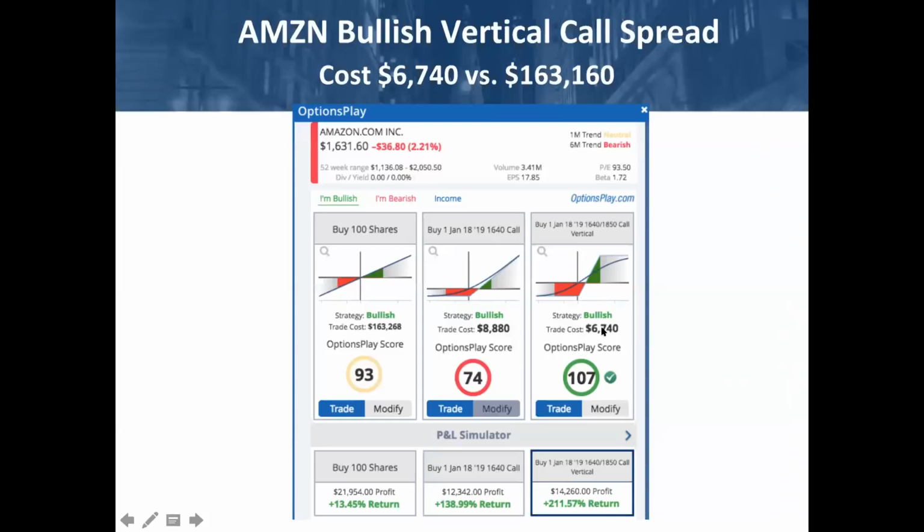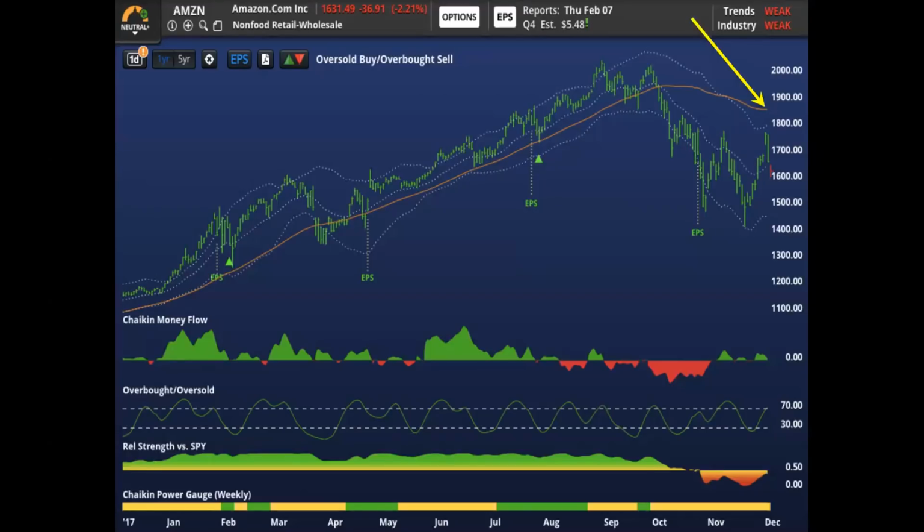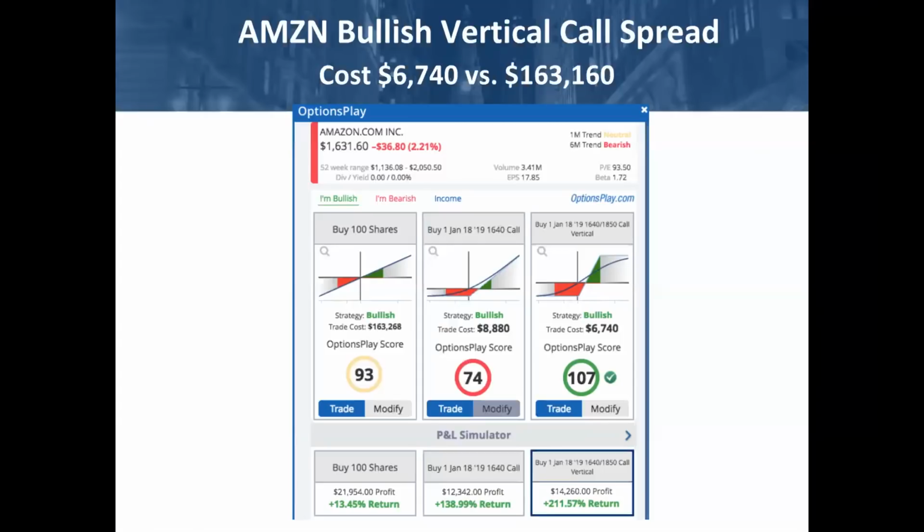$8,880. So buying the vertical call spread is cheaper, and the profit potential is higher, over 200% profit potential if Amazon trades up to that long-term resistance area between now and January 18th. Pretty good risk-reward ratio. And you know what your risk is. It's limited to the cost of the spread.